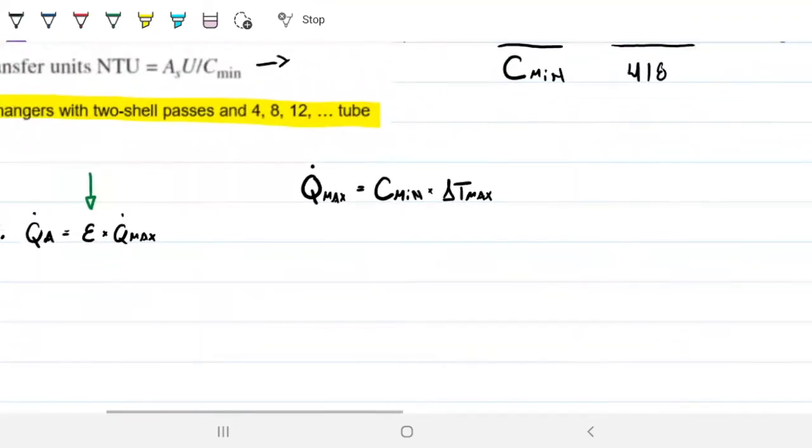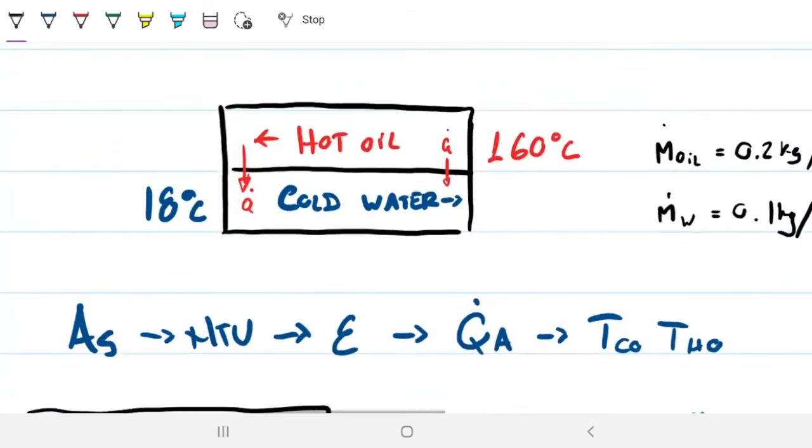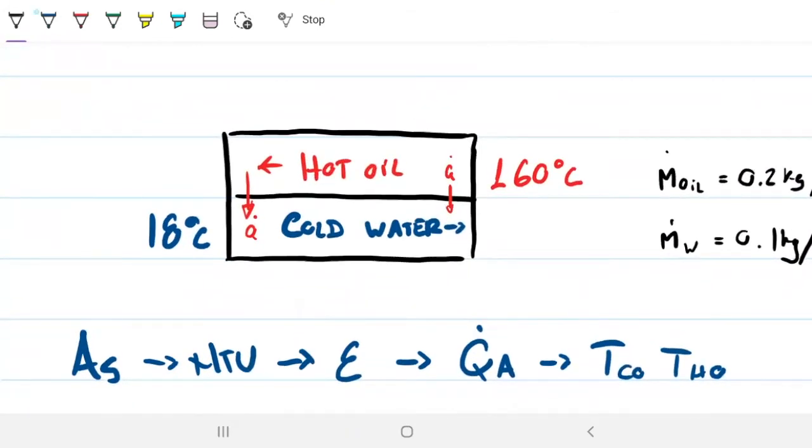The minimum heat capacity we already know. The maximum delta T we know as well. Why is that? Because the maximum delta T in this problem is related to the information that we already have. Think about it with me. As my hot fluid is going through this heat exchanger and leaving on the other side, its temperature has to be something smaller than 160. Let's say this is a horrible heat exchanger and it leaves at 159.